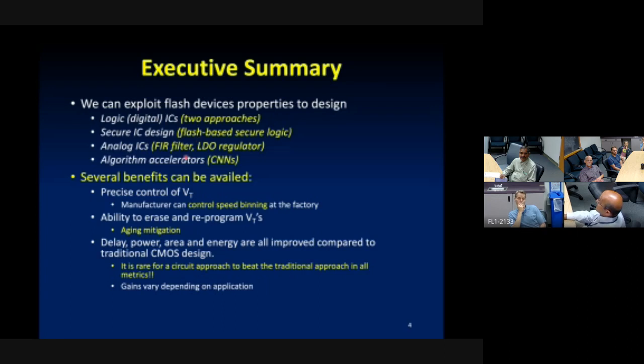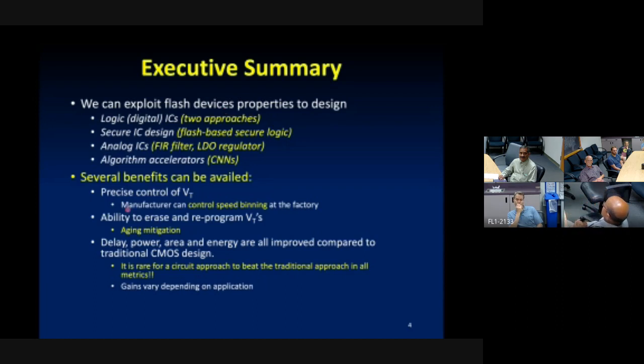Also, analog ICs, we can do FIR. We've published papers for FIR filters and also voltage regulators, DC-DC voltage regulators. Currently working on FFTs as well. And Chen Yan, who's in this meeting, he's working on that. And Xiaowei is working on the Flash-based secure logic there. And then also algorithm accelerators. So we can do all these. The yellow ones are the ones we've published. There are a few more papers which I won't cover in this talk.